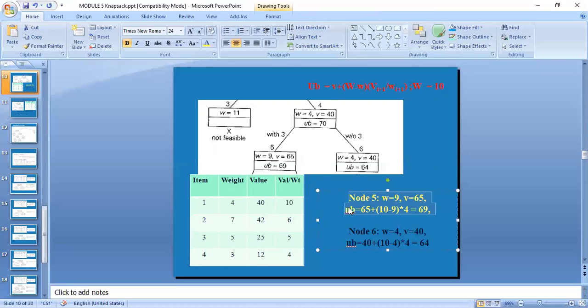So your upper bound is equal to, we have the formula: value plus the remaining capacity. What is the remaining capacity? Total capacity is 10 minus the current weight, 9. So (10 minus 9) into, now we are at the third level, so what will be the ratio for the next item? The next item's ratio is 4. So into 4. 10 minus 9 is 1, 1 into 4 is 4. 4 plus 65, you get 69. So for node number 5, you get the value 69.